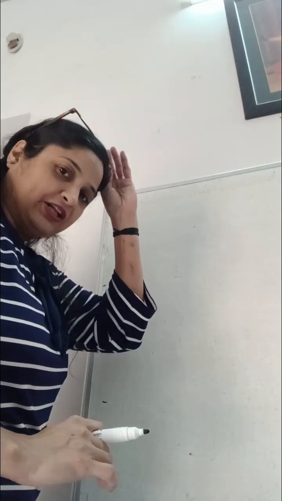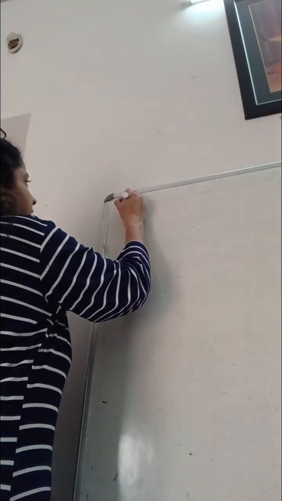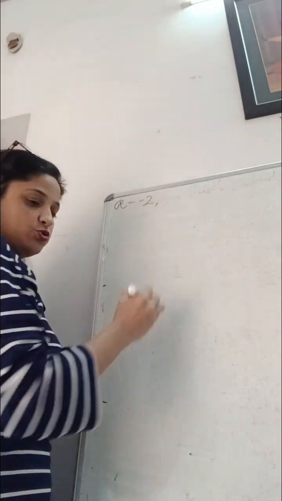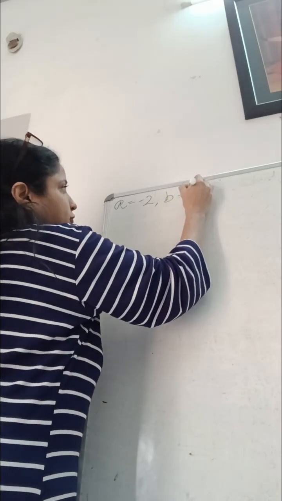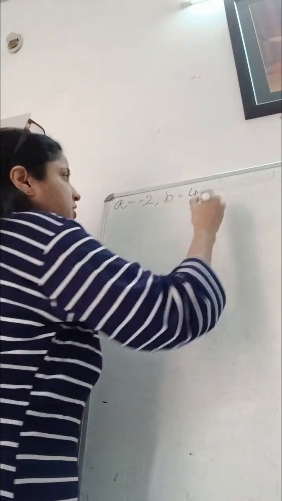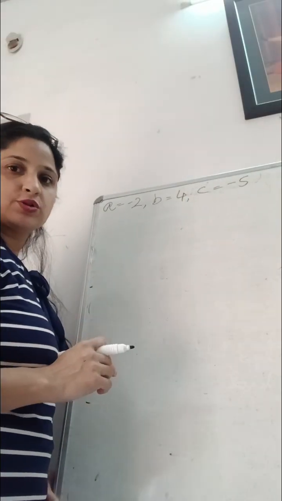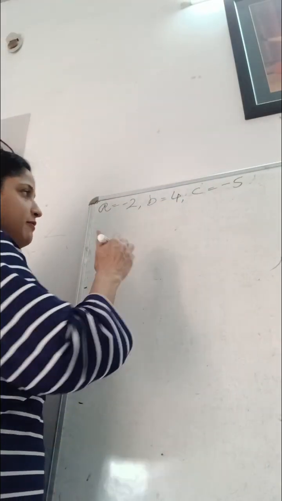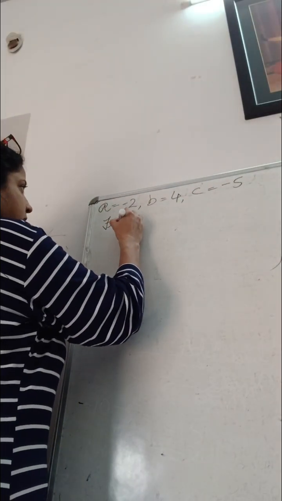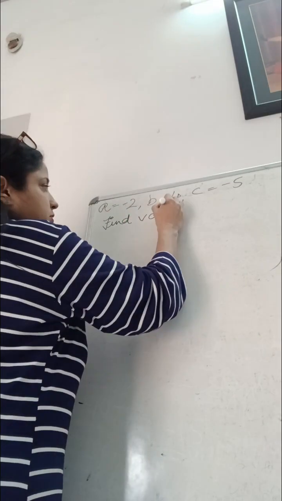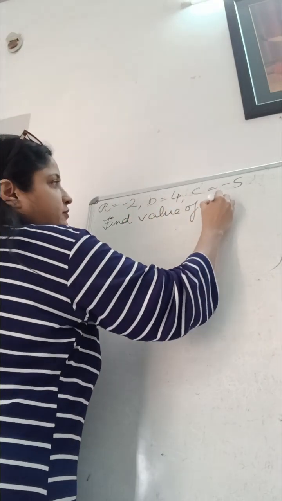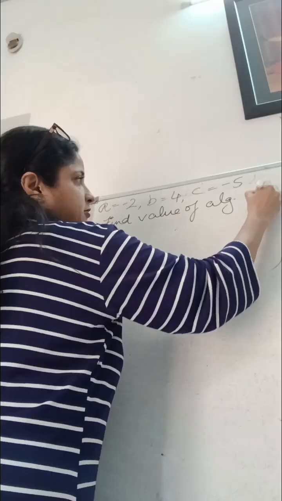find the value of the algebraic expression. Okay, if a is equal to -2, b is equal to 4, and c is equal to -5. So these are the three values. So you have to find the value of the algebraic expression.